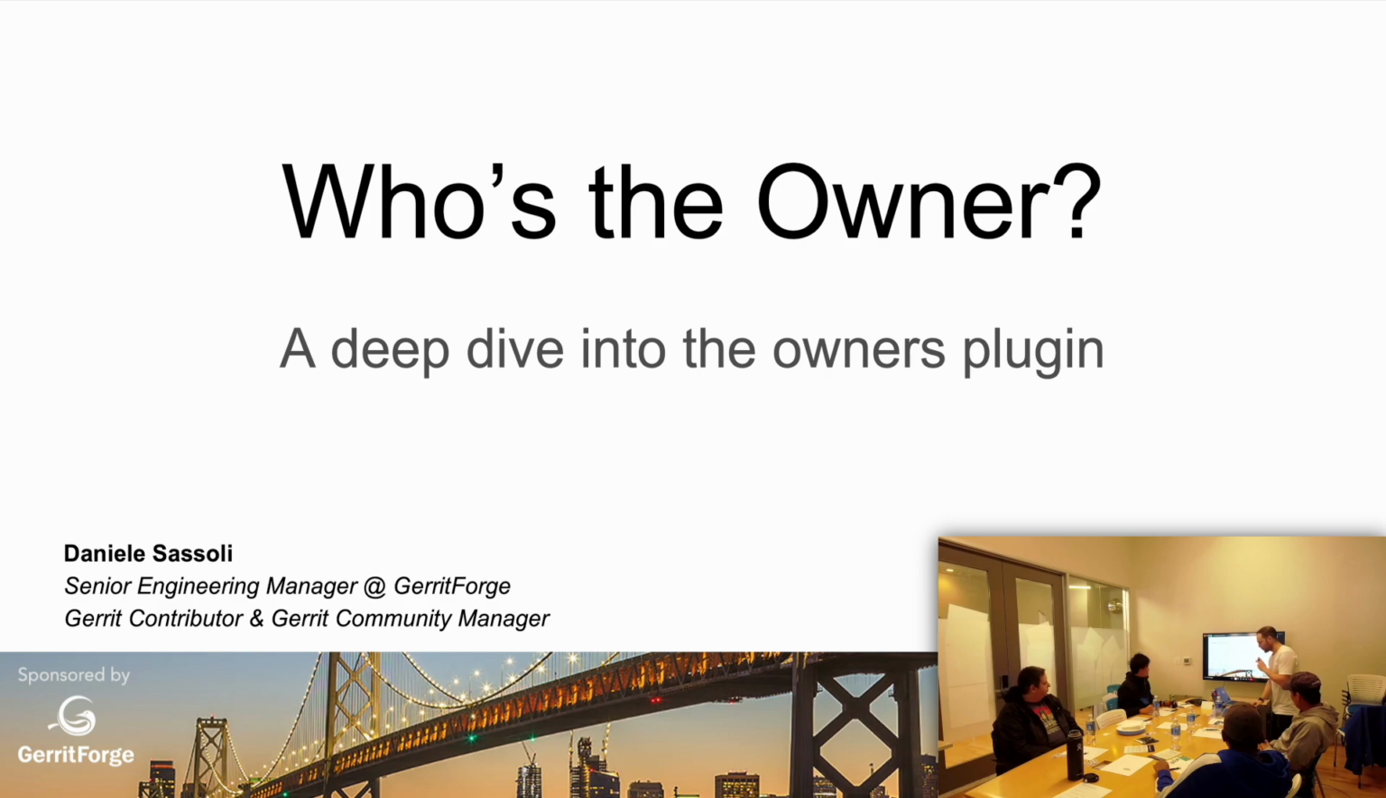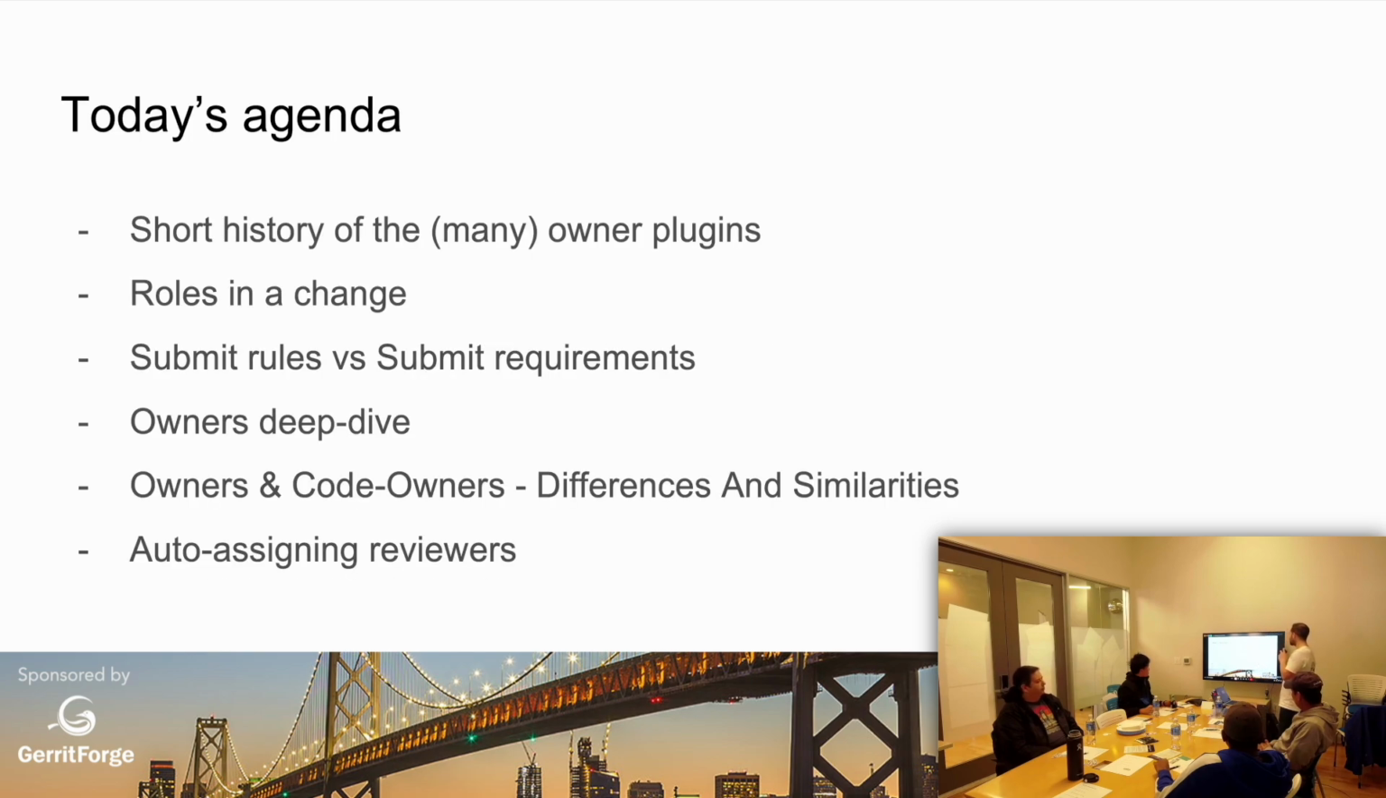That's pretty much it. Today's agenda: there's going to be a short history of the many owners plugins. I don't know how many of you know, but there's quite a few, so we'll bring some clarity on that. We'll talk about the various roles in the change. This can be confusing sometimes. We'll talk about submit rules versus submit requirements, the debate. I don't really think it's a debate, but anyway. We'll deep dive into the owners plugin for a bit, and then we'll look at the owners and the code owners, some differences, some similarities. It's not going to be an extensive comparison, but we'll just touch on the main topics. And then finally, how do you assign reviewers to changes automatically?